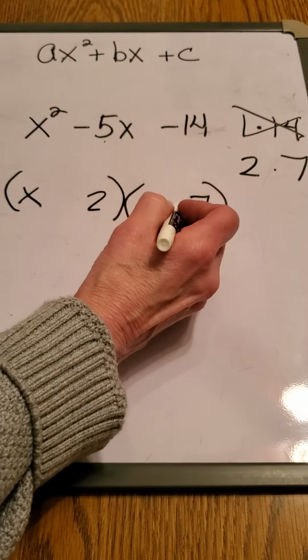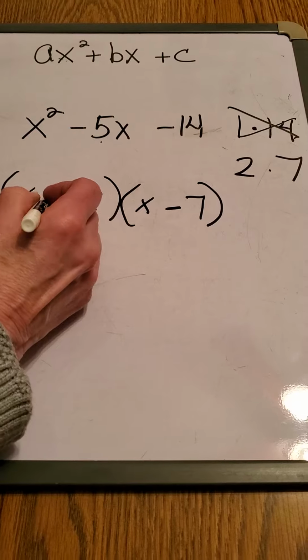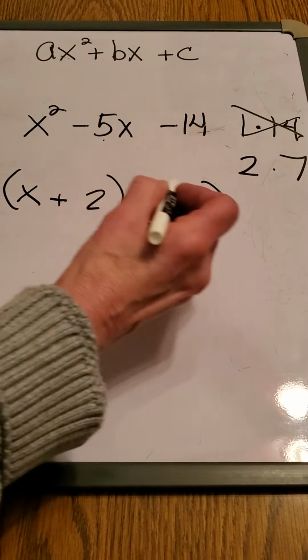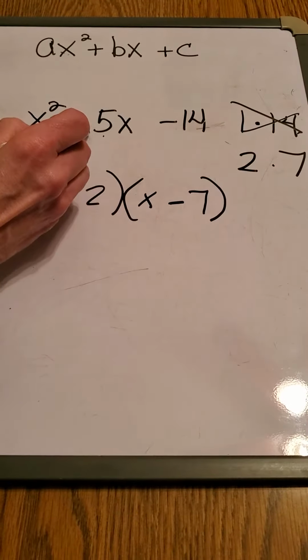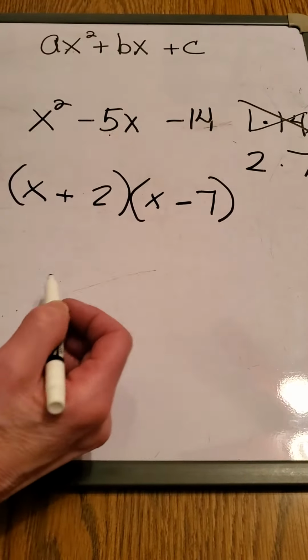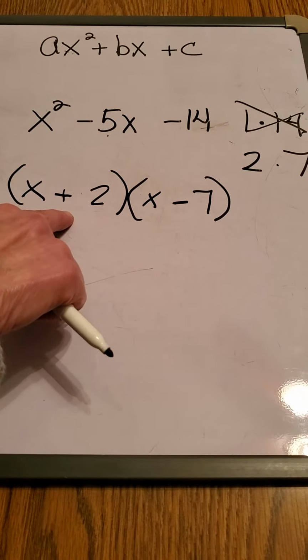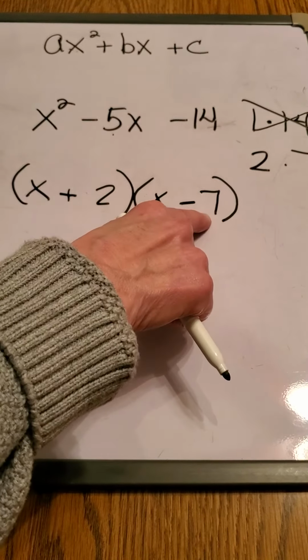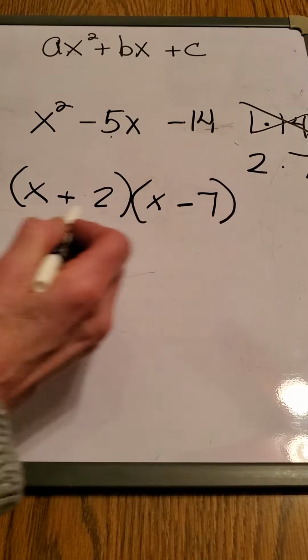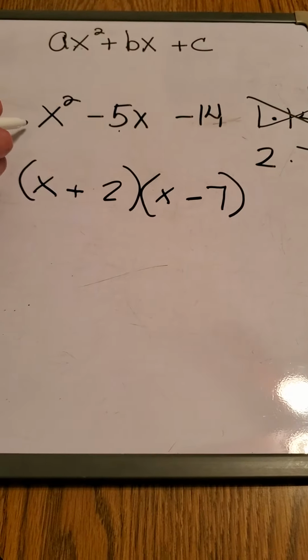So we already determined that our 7 needs to be negative and our 2 needs to be positive. 2 plus a -7 gives me -5, and 2 times a -7 gives me -14. It does not make a difference if I put my -7 here and my +2 here. To check, I will use the FOIL method, and if I did it correctly, I should get my original answer.